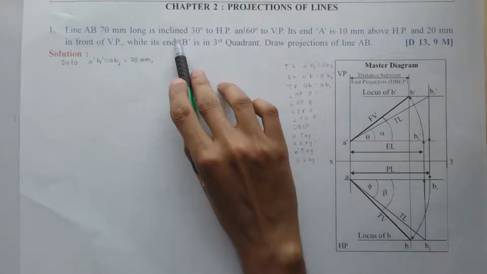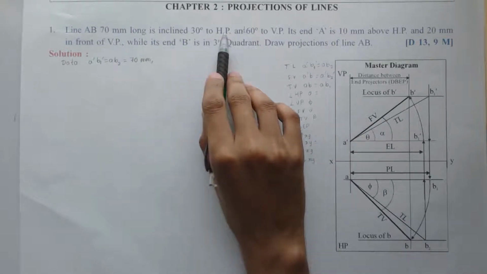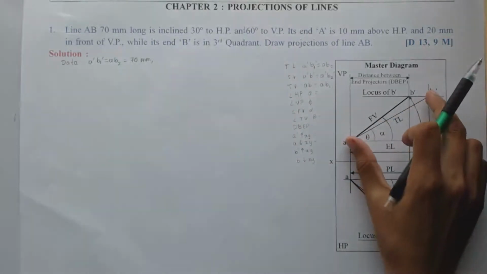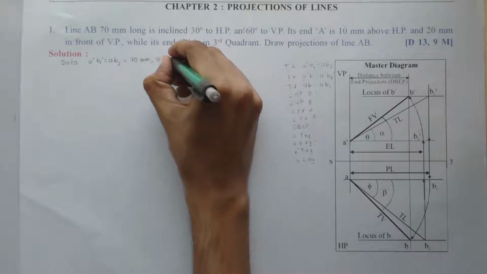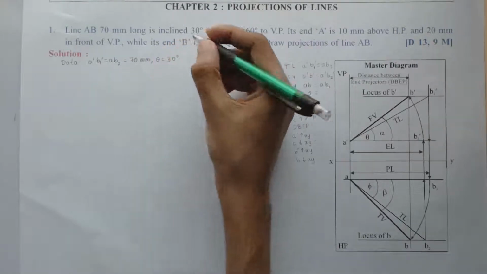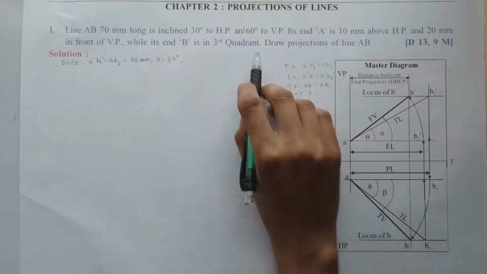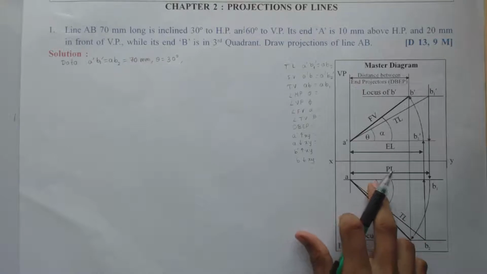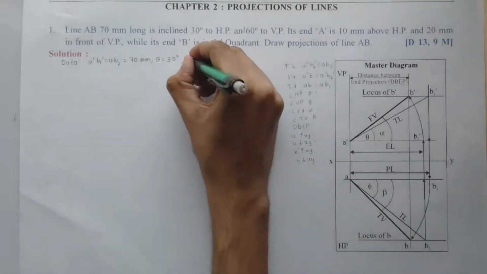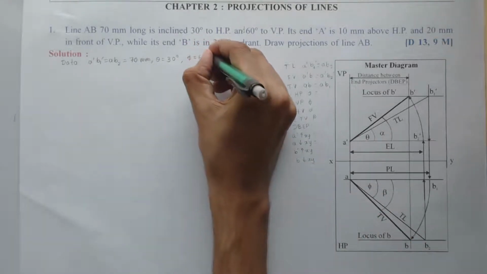Then it is inclined at 30 degree to the HP, means angle made by the true length in front view, that is theta. So I can write theta as 30 degree, and 60 degree with the VP. That means the angle made by true length AB2 in the top view. The notation is phi. So I can write phi as 60 degree.